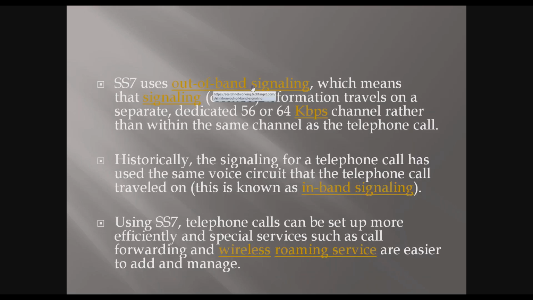SS7 uses out-of-band signaling, which means that the signaling, or the control information, travels over a separate, dedicated 56 or 64 kilobits per second channel rather than the same channel as a telephone call. Historically, the signaling for a telephone call has used the same voice circuit that the telephone call traveled on. This is called in-band signaling, so this is out-of-band signaling. Using SS7, telephone calls can be set up more efficiently, and special services such as forwarding and wireless roaming service are easy to add and manage.